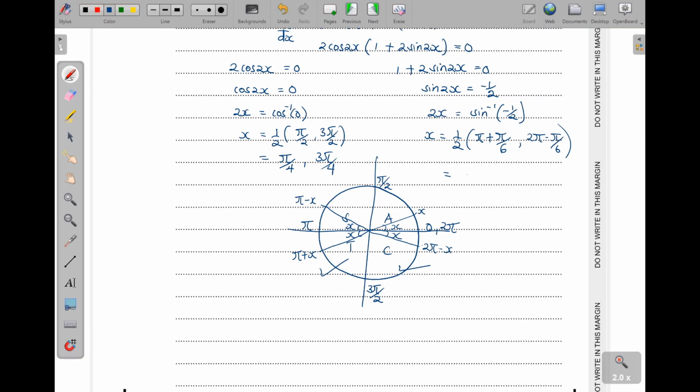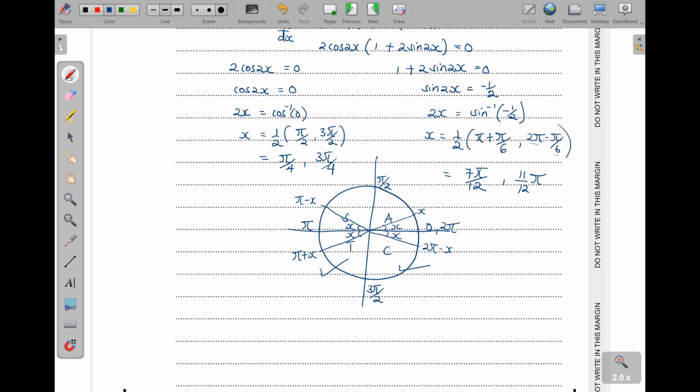Now when I get pi plus pi over 6, I'll get 7 pi over 6. So that means times a half, I'll have 7 pi over 12. And then 6 times 2, you get 12 minus 1, that is 11. Then that is 11 pi over 6. Now times a half, we shall have 11 over 12 of pi. Now, those are the values of x that we have gotten. Okay, by the way, this is 12 here.